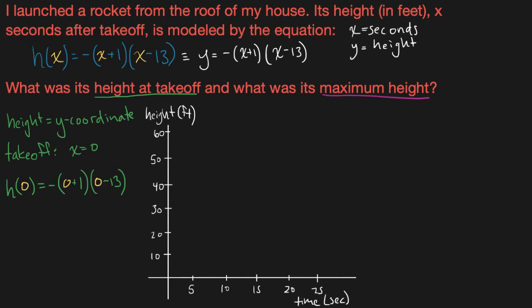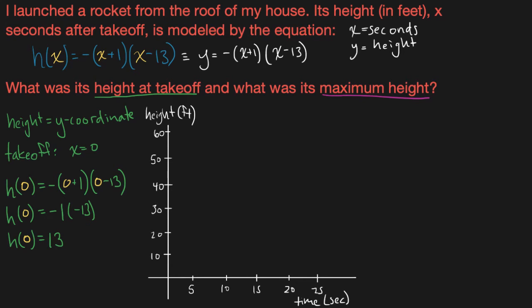And so now I can simplify this and say that h of 0 is equal to negative 0 plus 1, which is the same as negative 1. And then we'll leave this here in parentheses. 0 subtract 13 is negative 13. And then to multiply those out, h of 0 is equal to negative 1 times negative 13, which is positive 13. And so that tells me that when x is 0, y is 13, or h of 0 is 13.